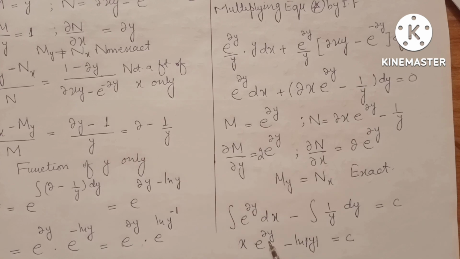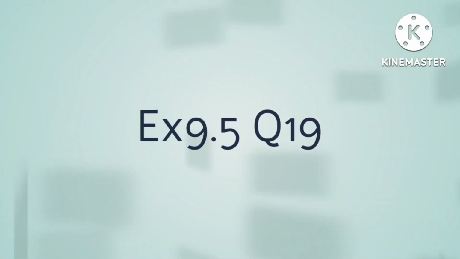e^(2y) is constant and the integral of dx is x. The integral of 1/y is natural log of y. So we will get the general solution, which is x e^(2y) minus natural log of y is equal to c.